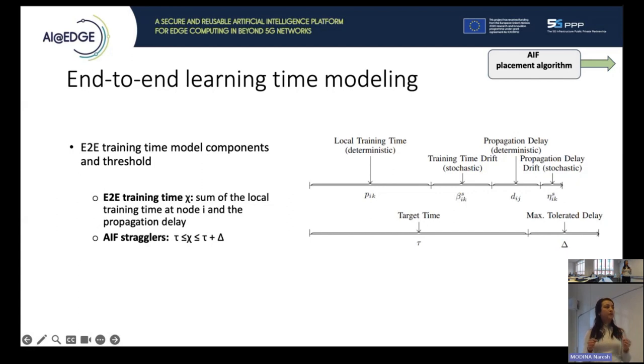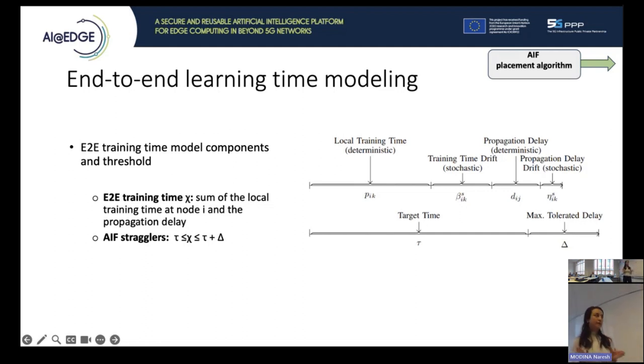We are also considering a target time that we should not exceed when we are doing the training. And we have also added some maximum tolerated delay. I mean, if you take the target time, this should be the time after which the edge IAFs should send their models to the IAF server. But we also consider that maybe the server can have some extra delays before starting this aggregation step. So this can be tolerated if, between these two times, we can receive the parameters.